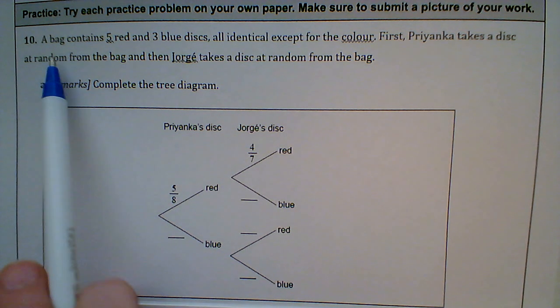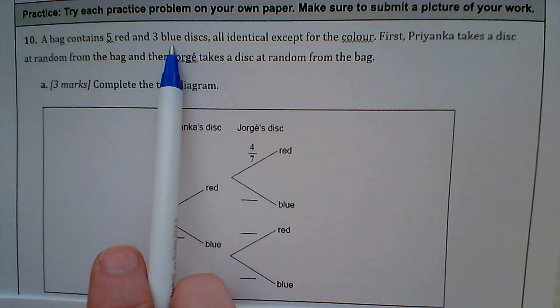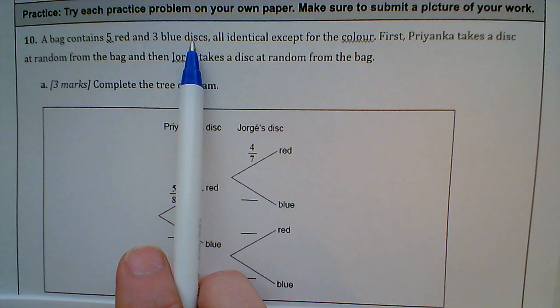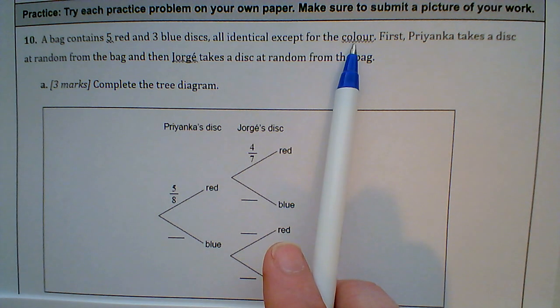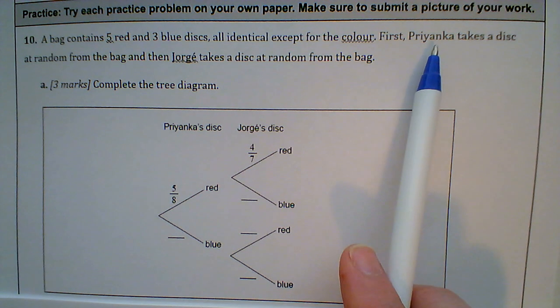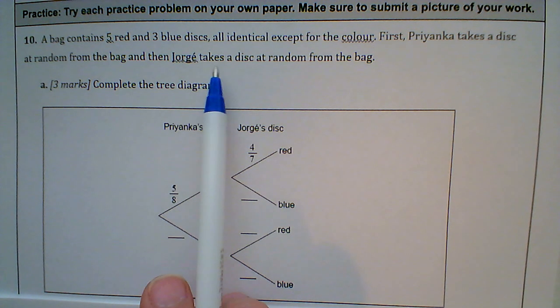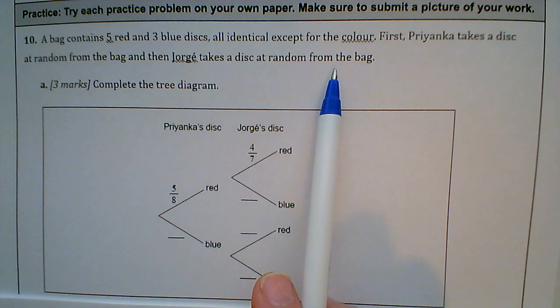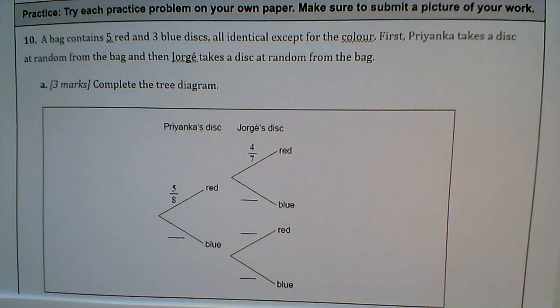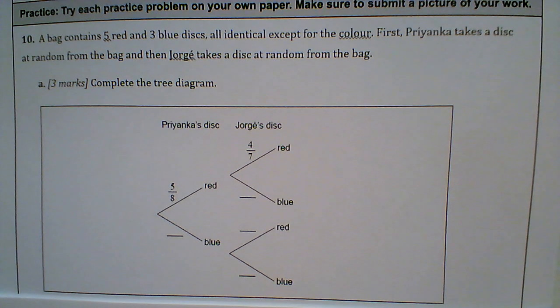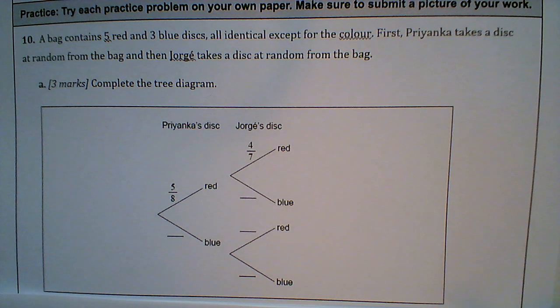We've got a bag that contains 5 red and 3 blue discs, or like little coins or medallions or whatever you want to call them, all identical except for the color. First, Priyanka takes a disc at random from the bag, and then Jorge takes a disc at random from the bag. Okay, so we've got a bag, we've got people, they're pulling these little discs out of the bag. Maybe they're stuck at home and really bored and have nothing better to do. So this is what they're going to do. So complete the tree diagram.